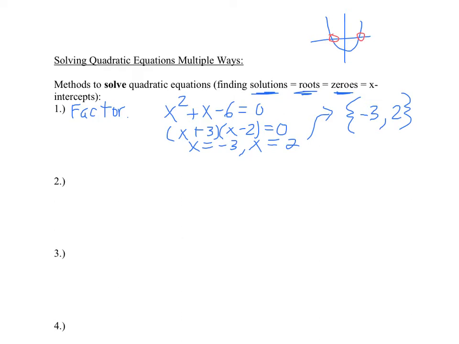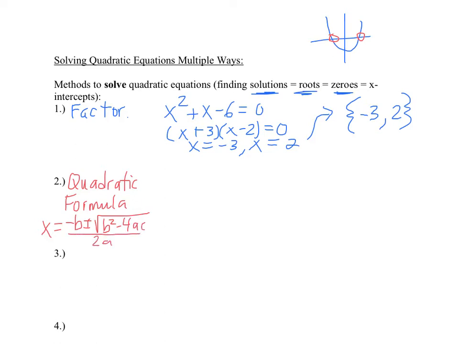Okay. The next one is to use the quadratic formula. I mentioned before that this is given to you in your formula packet. Negative b plus or minus the square root of b squared minus 4ac, all over 2a. So here's an example: x squared plus 2x minus 5 equals 0. Notice that this is not factorable, so we go to our quadratic formula.